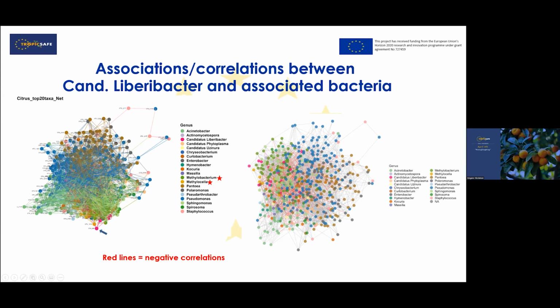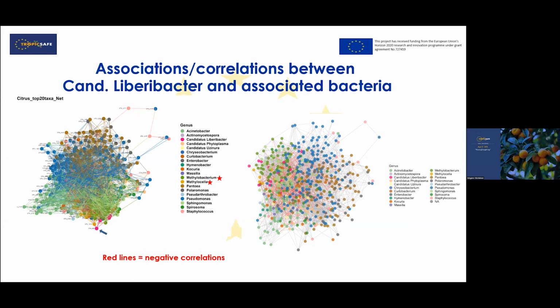Here are different Liberibacter sequence types, and there seems to be some associations between, for instance, Methylocella and Methylobacterium, the green ones and the orange ones. But of course, we can see this in tables and so on, how the correlations are.